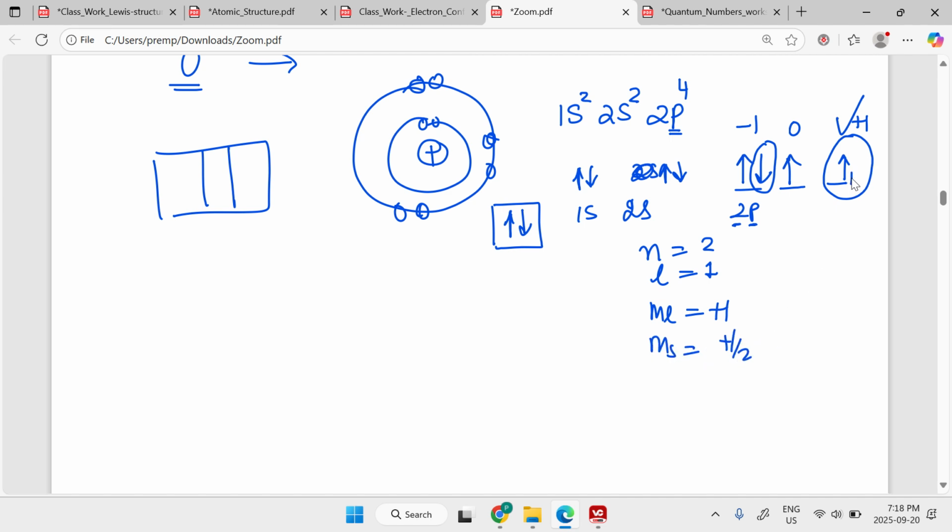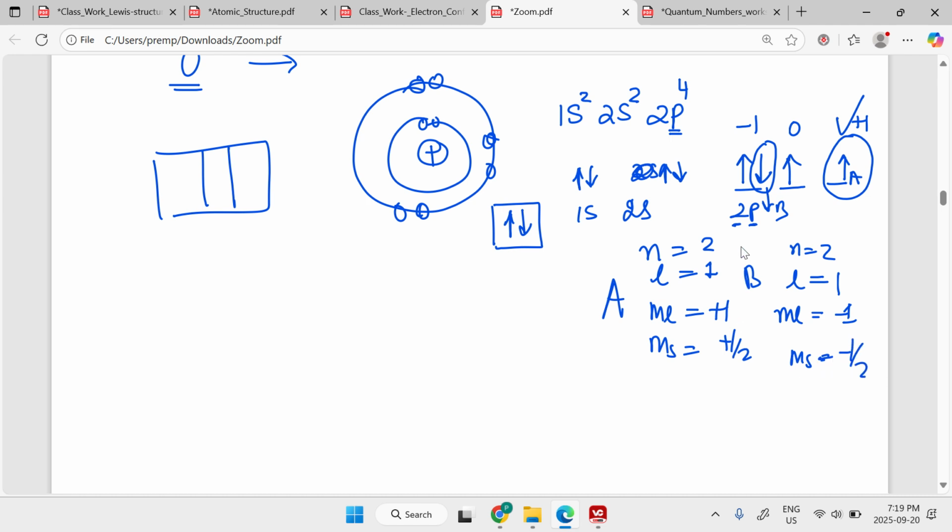Now this was for, say, electron A. I'm going to mark it A. Now we have to do it for B. B means this electron. So what is there? The n value is again 2. The l value is again 1. The ml value in this case, I'm going to write -1. And the ms value in this case, it's spinning down, so I'm going to write -1/2.